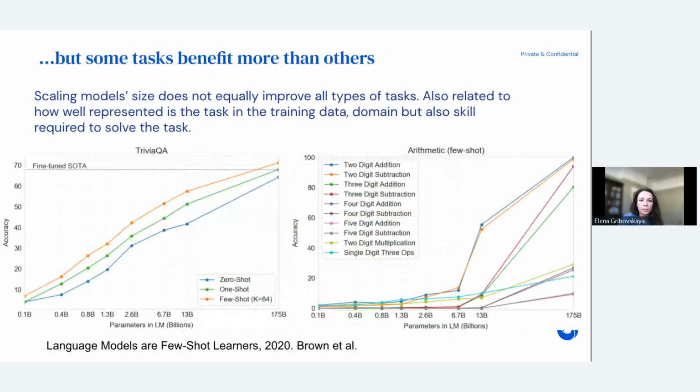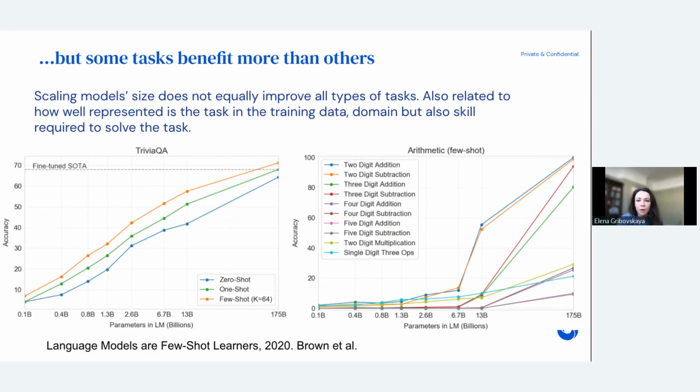As much as we would love the model to understand all tasks just from a few examples, it seems that scaling models does not equally improve all types of tasks. For instance, on the left-hand side, you can see a chart of how scaling affects performance on TriviaQA. TriviaQA is a dataset collected from trivia games. By the time we reach the size of GPT-3, the model performs, from few-shot, in line with the state-of-the-art fine-tuned model.